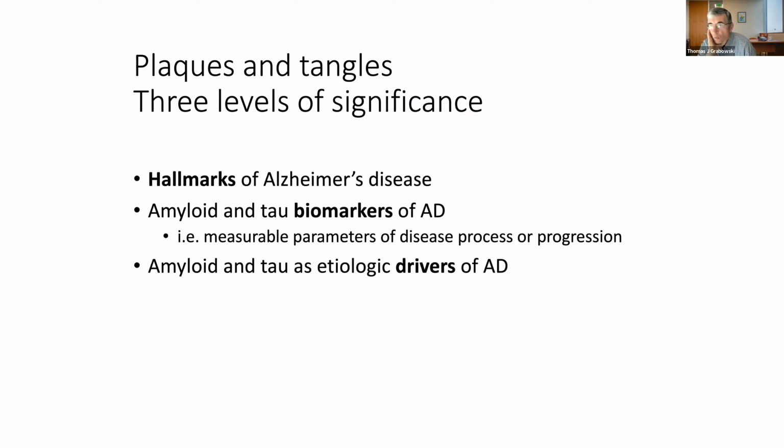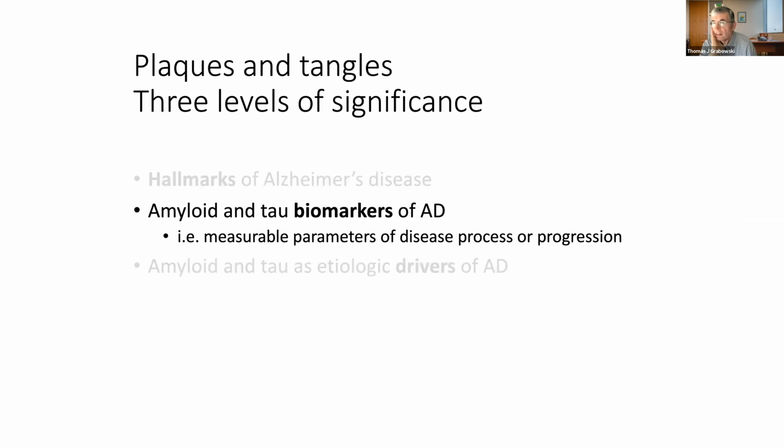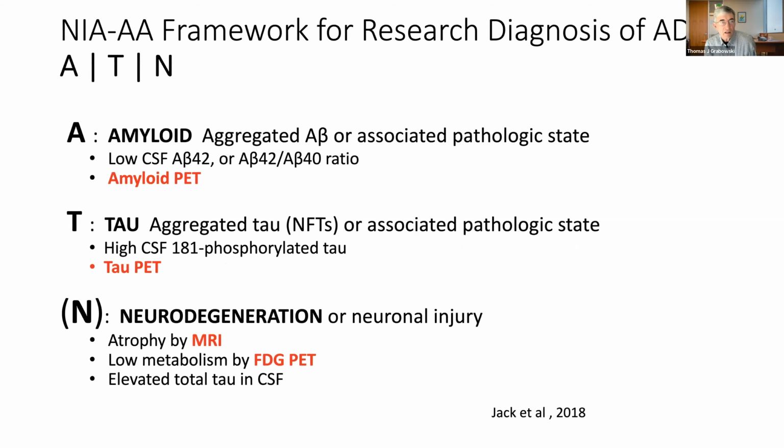To the extent that we can detect and quantify amyloid and tau proteins in vivo, these can be used as biomarkers of disease. And at a third level, you think about amyloid and tau in their role in the etiology of the disease. What we want to talk about today is primarily the second level of significance, amyloid and tau as biomarkers of disease.